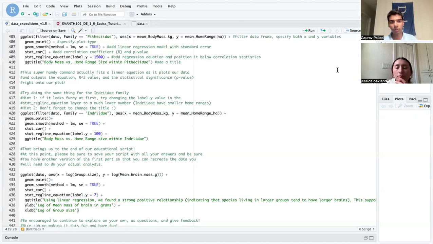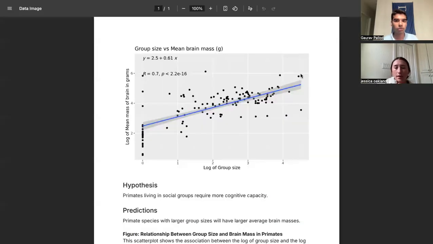And also, I'll be forwarding it to Jessica for the image. Cool. Okay, so this is the image that we created from the R Studio.